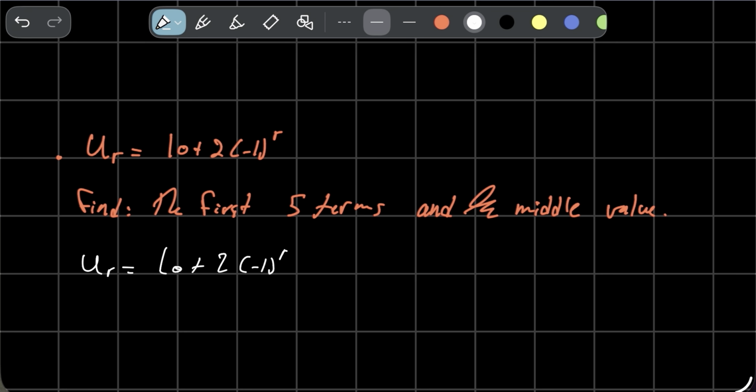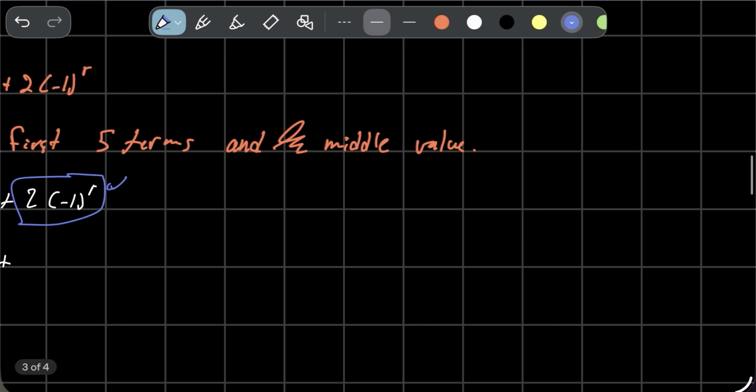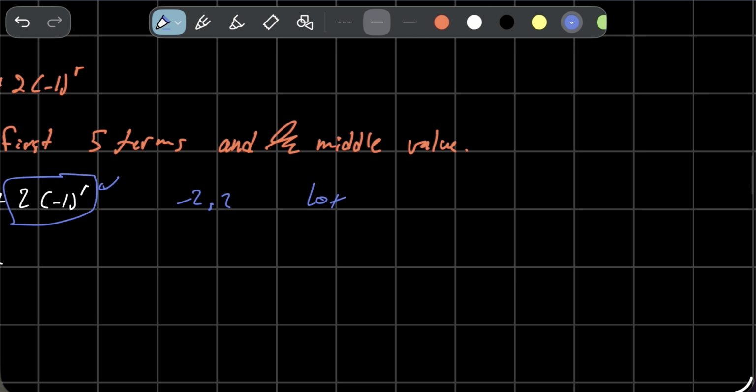first five terms and the middle value. Okay, if you notice something here, 10 is a constant, it doesn't get affected by r. It's not raised to the power of r or multiplied by it or anything. So the only one that's affected by r here is really only this one. And if you pay attention closely, you'll find that this one oscillates between -2 and 2. So it's either 10 plus 2 or 10 minus 2. These are the only possible values.